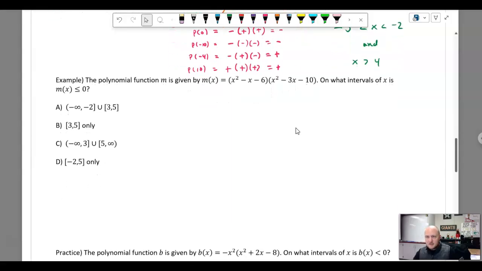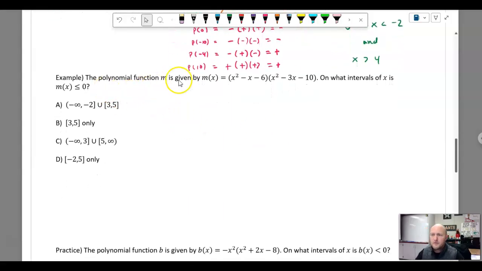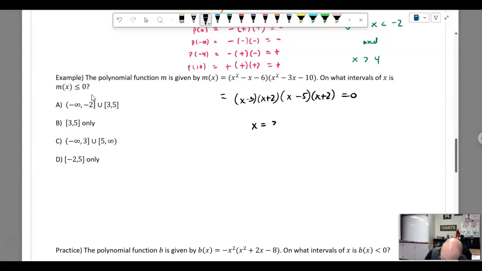Okay, let's look at example number 2. The polynomial function m is given by m of x. On what intervals of x is m less than or equal to 0? So again, what I'm going to do is I'm going to factor this: x minus 3, x plus 2, and then I have x minus 5, and again, x plus 2. So what are my zeros here? Well, I'm going to have a 3, we're going to have -2, and we're going to have 5. And we have multiplicity. Notice we have multiplicity at -2, times 2. There's 2 of them there.